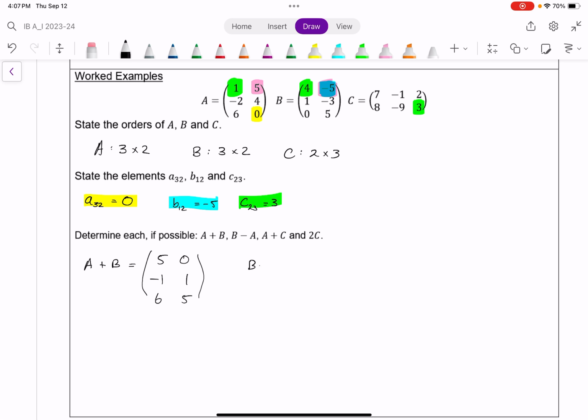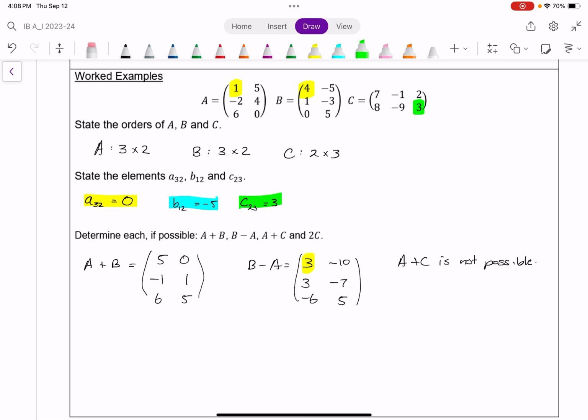If I go B minus A, same idea. I have to be a little bit more careful because I'm subtracting. But for example, the first thing I would do is I'm starting with B, so look at element 4 and subtract 1. So I'd have a 3 right here. And keep mindful of negatives. Sometimes when subtracting a negative, that's the same as adding, and I should quickly get these elements. While later on we'll look at how we can use our GDC to speed up some of these things, honestly with just addition and subtraction, it's probably faster just to do it yourself. Now A plus C is not possible because they don't have the same order.